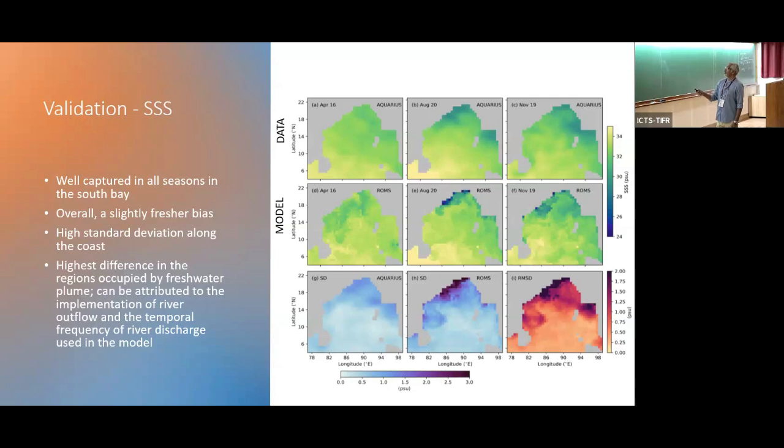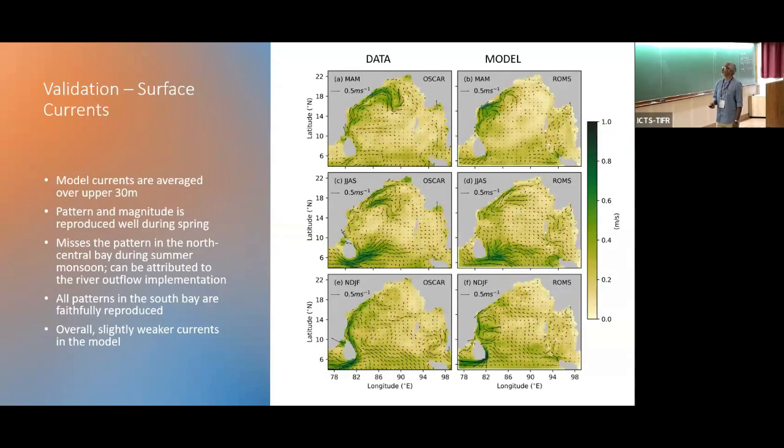We see good correspondence between the patterns during spring, but not during the summer monsoon season. Again, the comparison is with Aquarius. The model is a bit too fresh, but it does simulate the river plume, as we see in the model. So the model needs a bit more improvement in terms of the salinity.